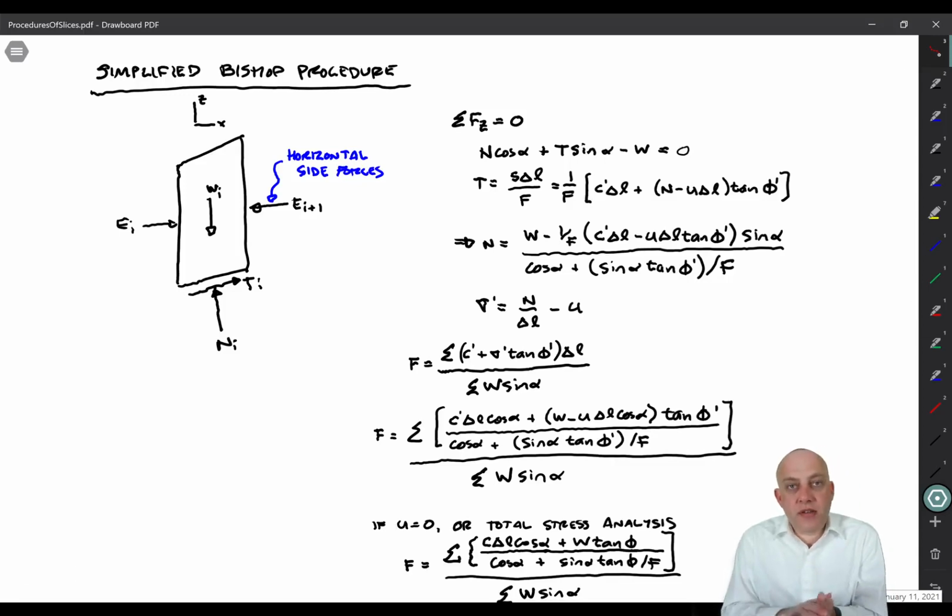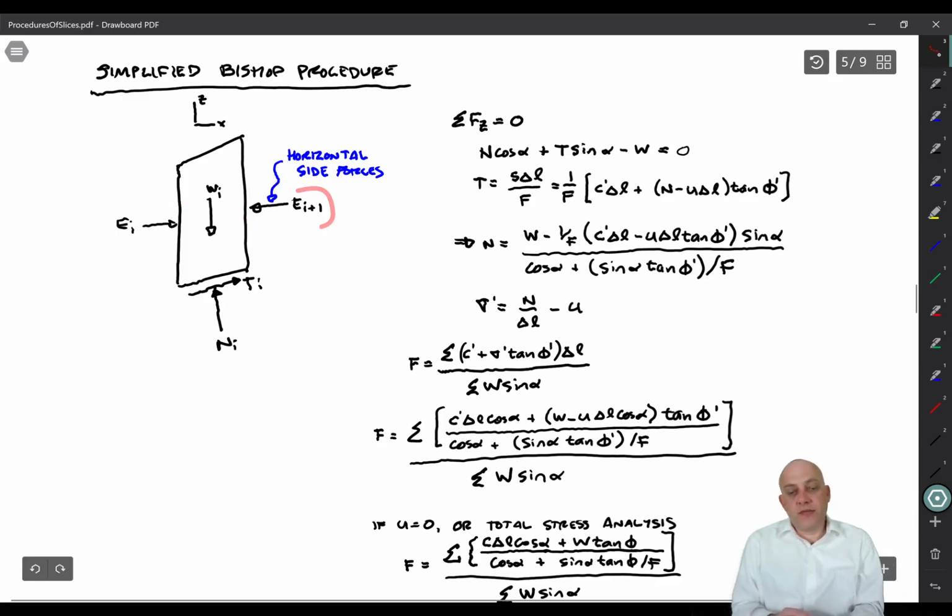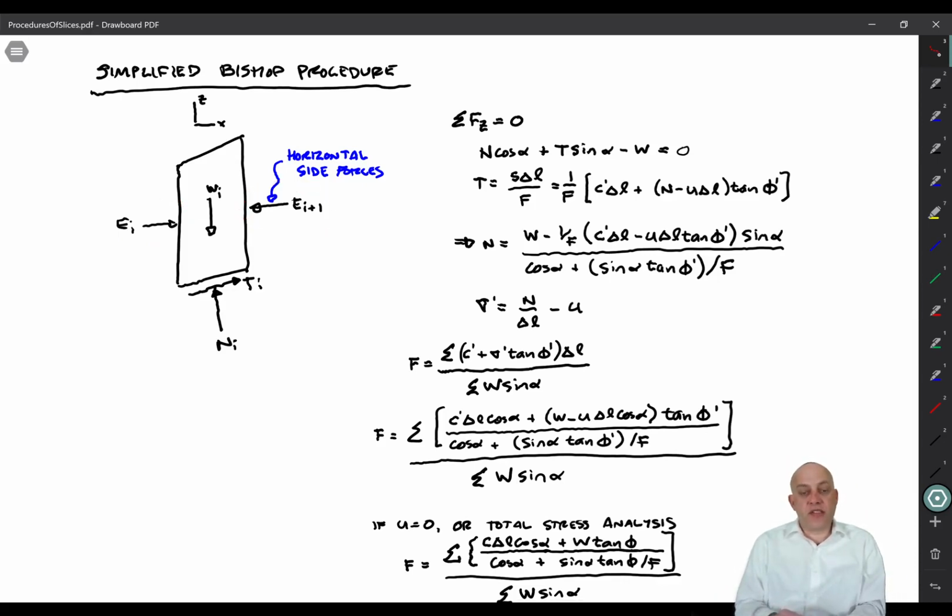The next method in the procedures of slices is the simplified Bishop procedure. It's slightly more complicated than the ordinary method of slices. It makes the assumption that the interslice forces all are horizontal. So there's no shear on those interfaces, only normal stresses.